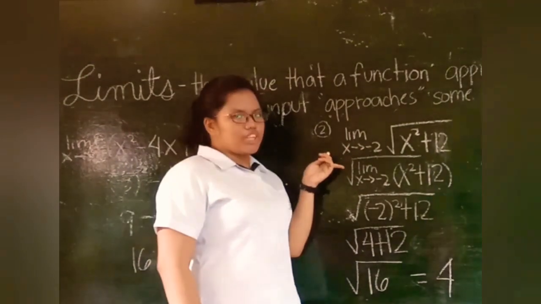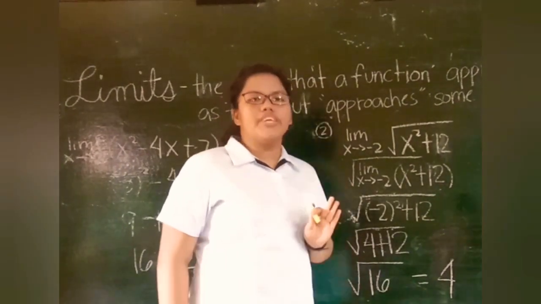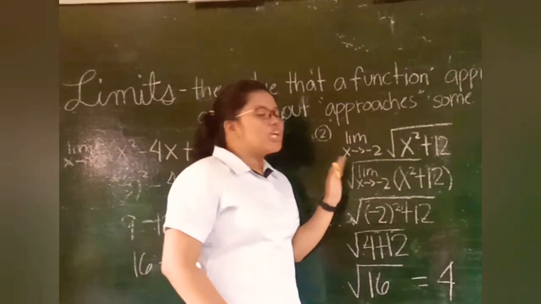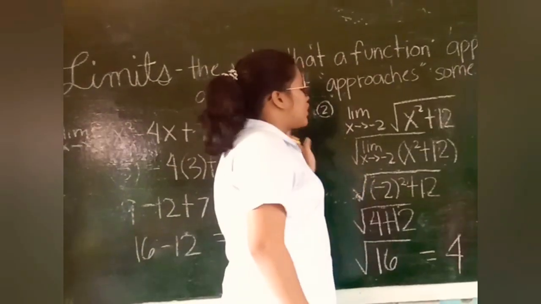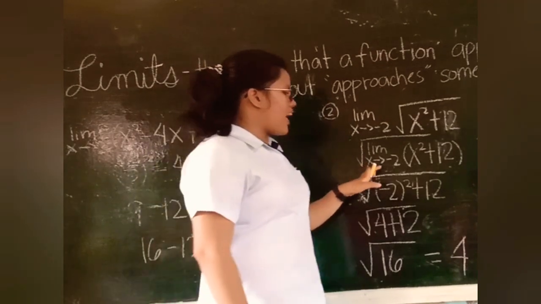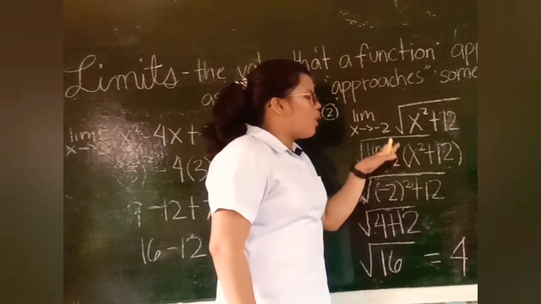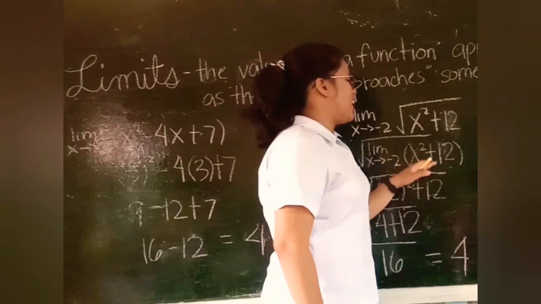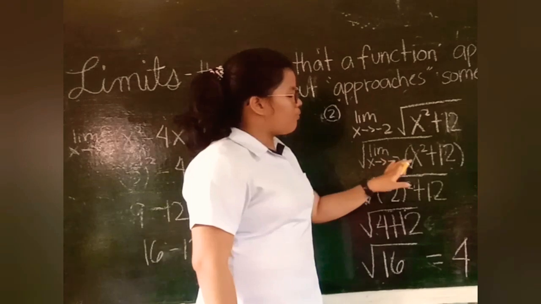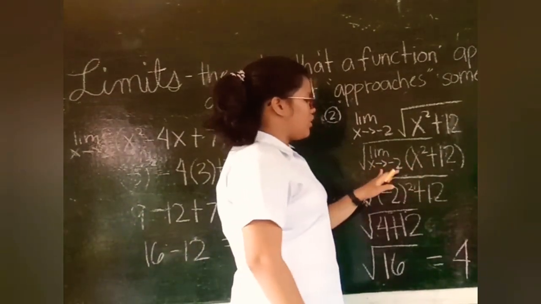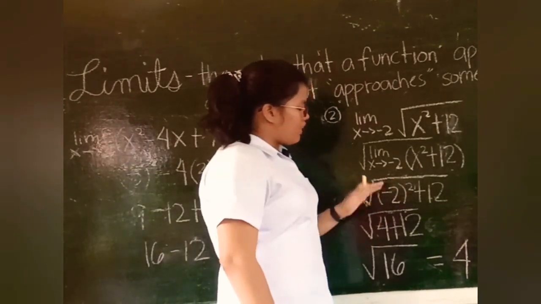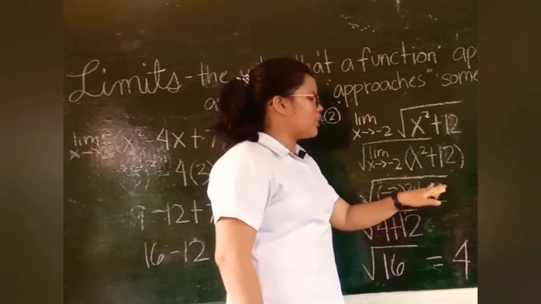To evaluate this, we're going to use the property of roots. That says that we can apply the limit of a function to the square root function. So we're going to take the square root of the limit as x approaches negative 2 of x squared plus 12. So we're going to replace x with its value, which is negative 2. So the square root of (negative 2) squared plus 12.